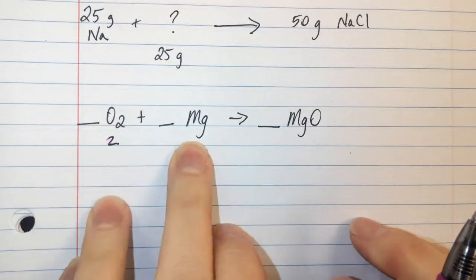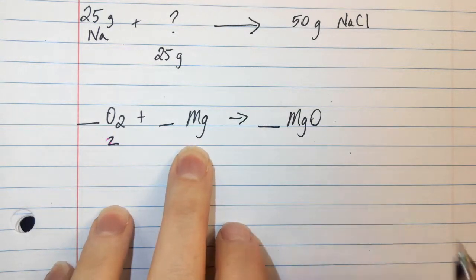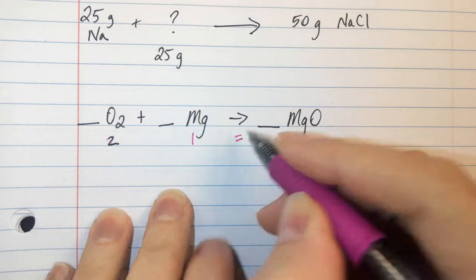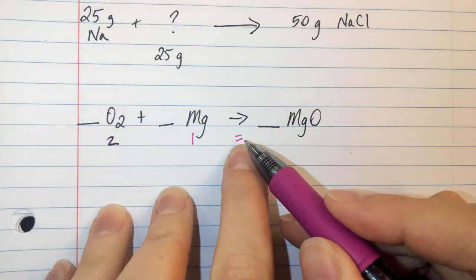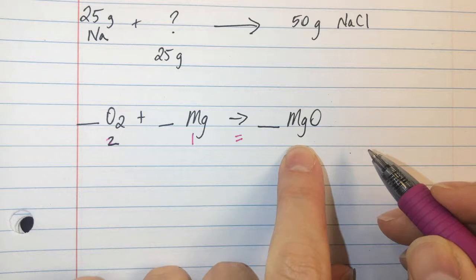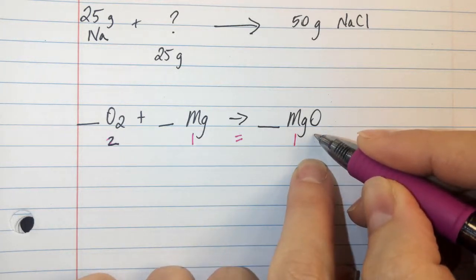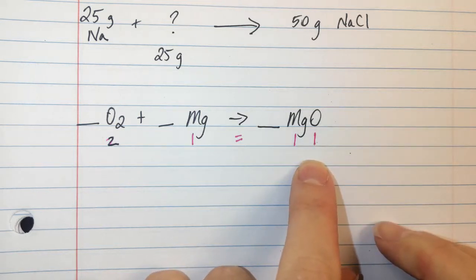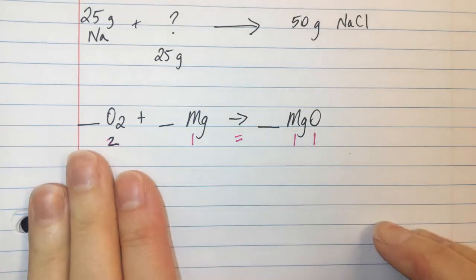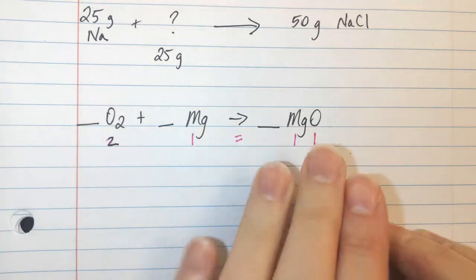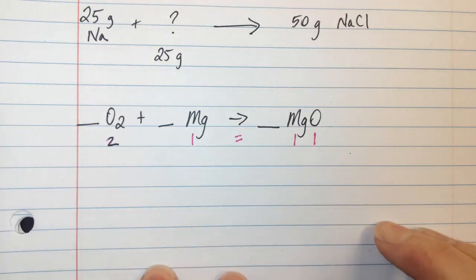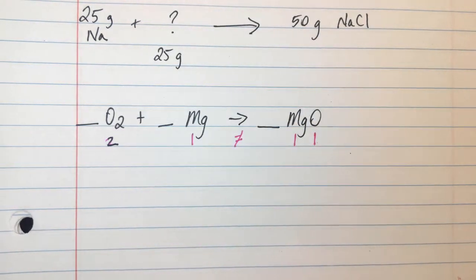How many magnesiums do I have right here? 1. The law says that the arrow means equal, right? And how many magnesiums right here? 1. And how many oxygens right here? 1. According to the law, the amount that I begin with, I have to end with. Is that equal right now? No. So I am not balanced. Right now, according to this, I have way too much on this side compared to this side.